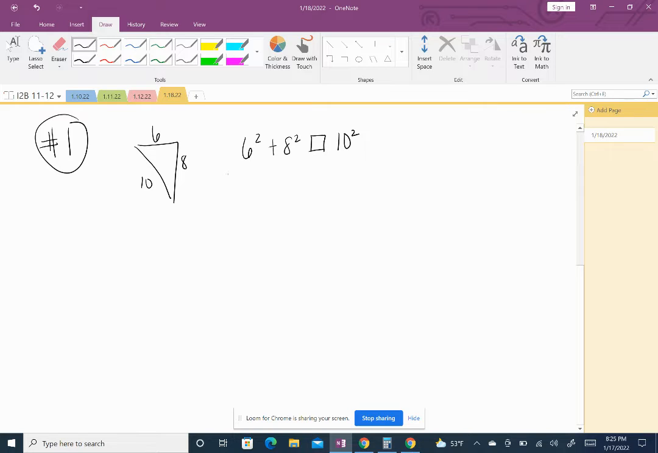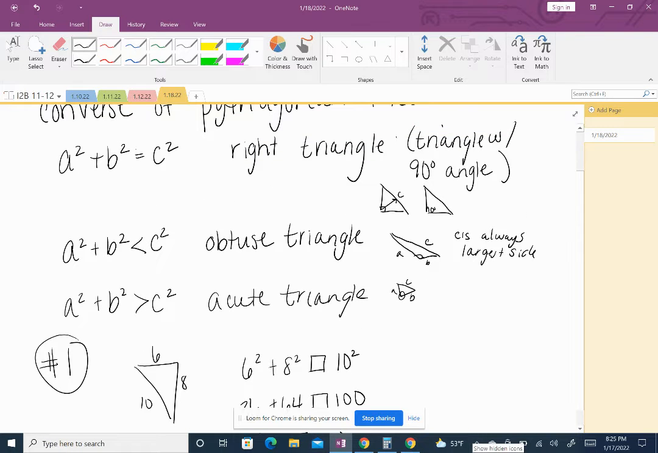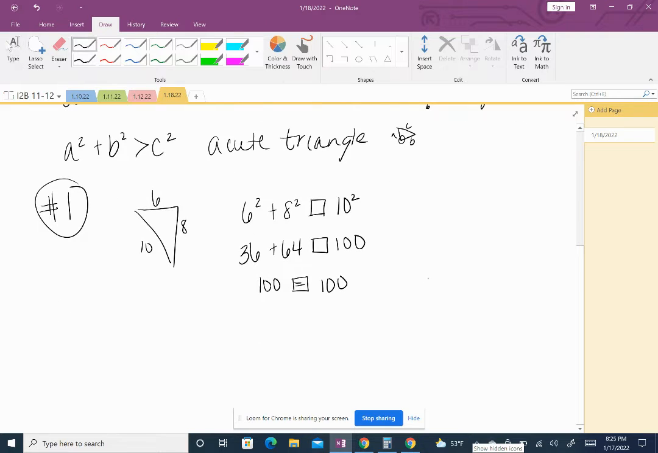10 squared. So 6 squared, off the top of my head, is 36, and 8 squared is going to be 64, and 10 squared is 100. And 36 plus 64 is going to give us 100. And 100 is not greater than 100 because it's going to be equal. So we already know from before, if it's equal, that's going to be a right triangle.